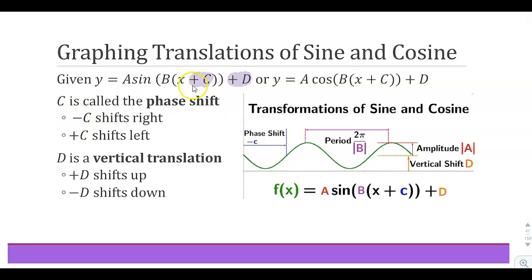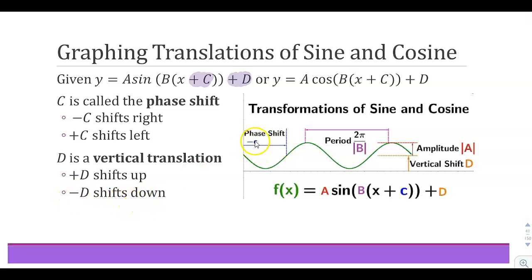If it's a minus c, then the whole graph shifts to the right. If it's a plus c, a positive c, then the whole graph shifts to the left. The value of d that's on the outside of the function, either in the back or it could be in the front, is called a vertical translation. If it's a positive d, it's going to shift the graph up. If it's a negative d, it's going to shift the whole graph down.